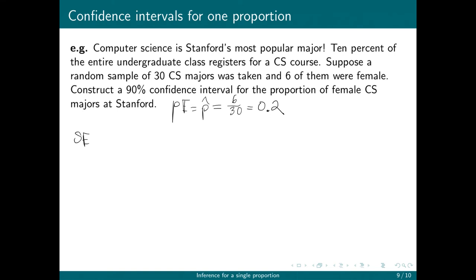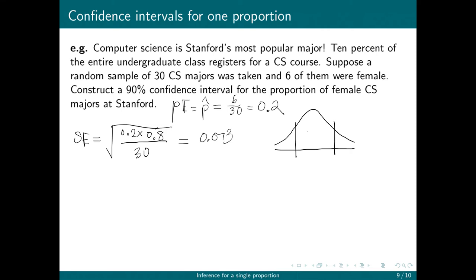I'm going to need my standard error, which is the square root of 0.2 times 1 minus 0.2, which is 0.8, all over the sample size, which is 30. So that standard error turns out to be 0.073. And then again, this time I'm only trying to be right 90% of the time. So my error is alpha equals 10%, half of which is on the right side and half of which is on the left side. So my multiplier is the inverse norm of 95%, because I'm adding these two numbers together. That number turns out to be 1.6449.